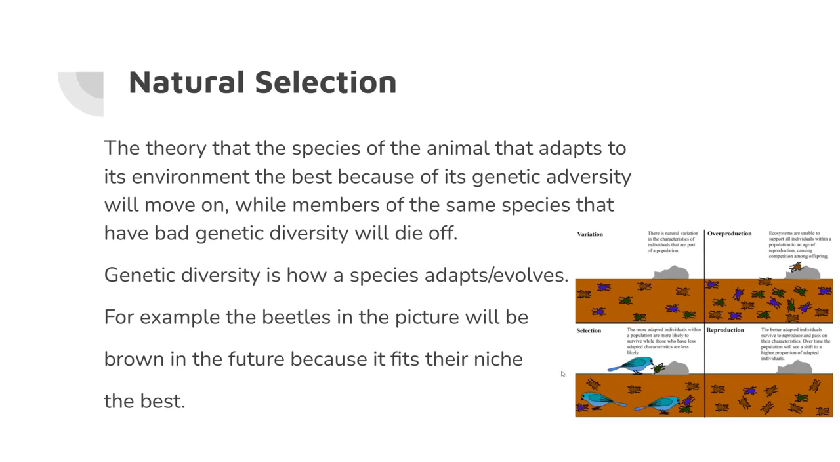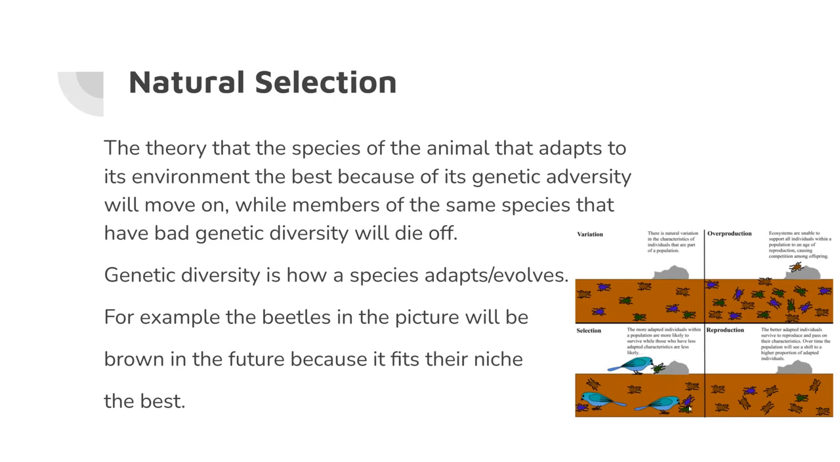For example, the beetles in this picture will be brown in the future because it fits their niche the best. So we see right here in the first stage that there are 3 brown beetles, 3 green beetles, and 3 blue beetles. And the environment is brown. Then we see an overproduction of beetles right here. And right here, we see the selection, and this is what we're talking about.